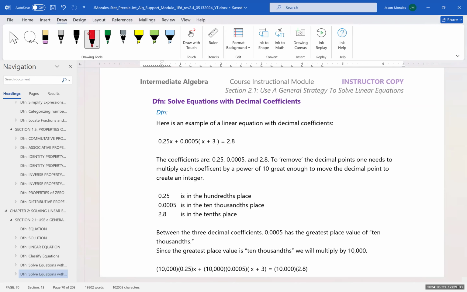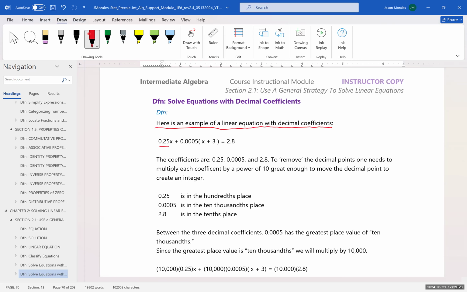All right, next we're going to solve equations, this time with decimal coefficients. So the process is going to be somewhat similar to what we did with fractional coefficients. But I think decimal coefficients will be easier. We won't have to find a least common multiple. So here's an example of a linear equation with decimal coefficients.